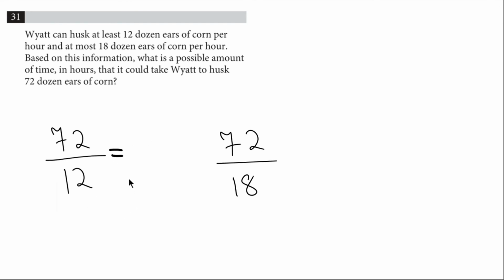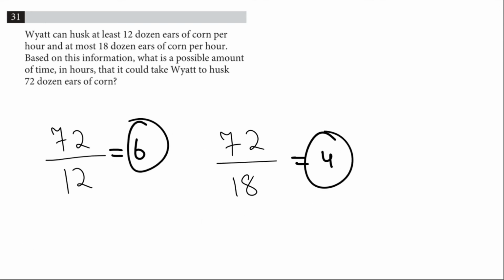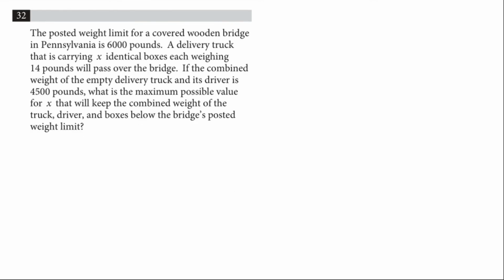So let me divide 72 by 12 and I will get 6. And for this problem, I can also divide 72 by 18 and this will give me 4. Either of these numbers is correct, and therefore we can say 6 is the correct answer or 4 is the correct answer. Now let's move on to the next problem.